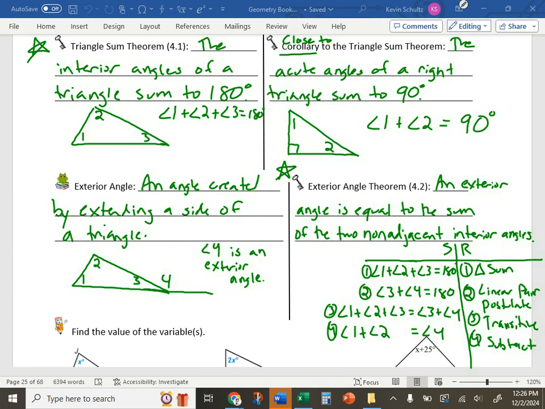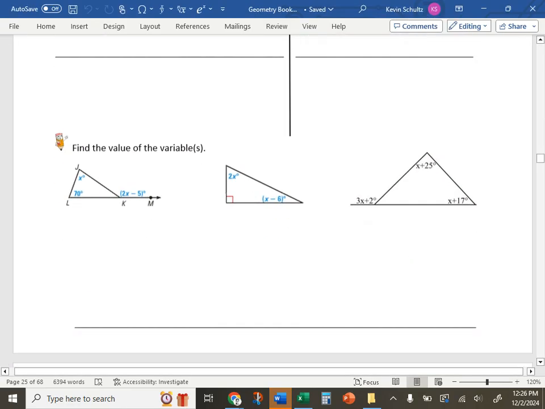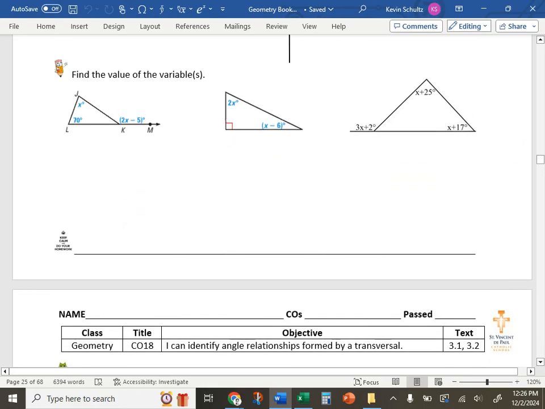Okay, questions on these definitions. Which one do you put given? The postulate or the theorem? Postulates can be proven wrong? No, they cannot be. Postulates cannot be proven wrong.